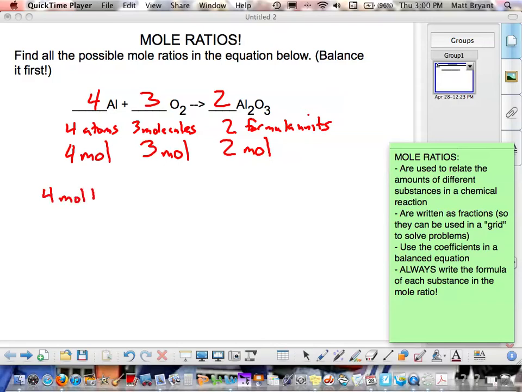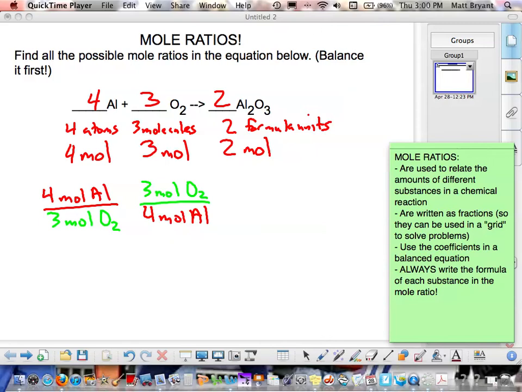I could say that we have 4 moles of aluminum for every 3 moles of oxygen. I could use the mole ratio as 4 over 3, just like that. Or I could flip it. I could say that we have 3 moles of oxygen for every 4 moles of aluminum. Both of those things are true because we're looking at the balanced equation that tells us so.